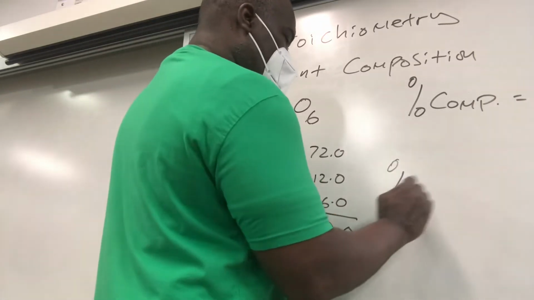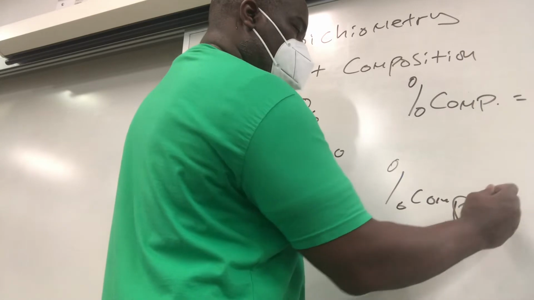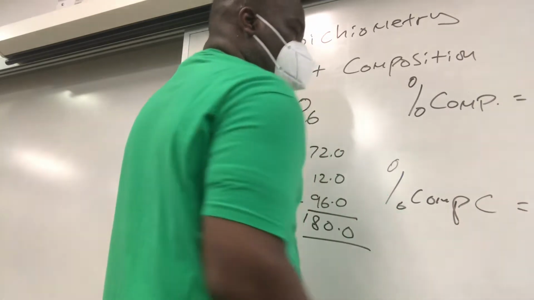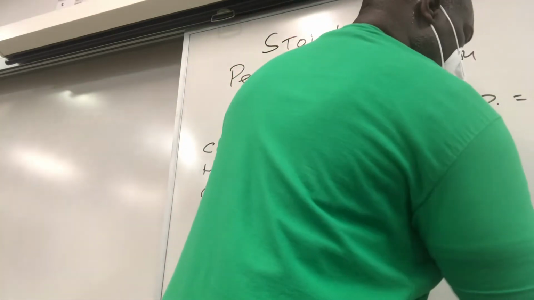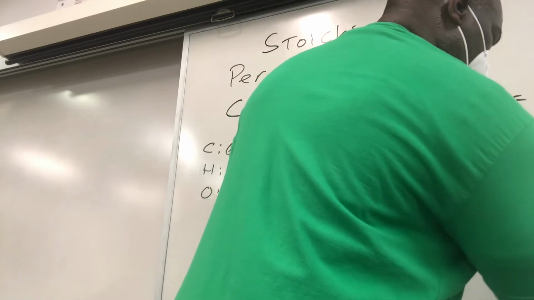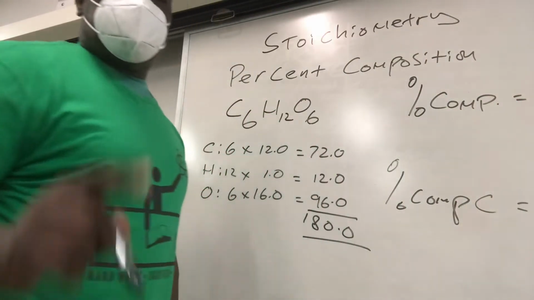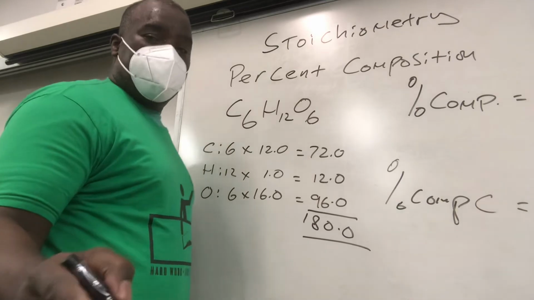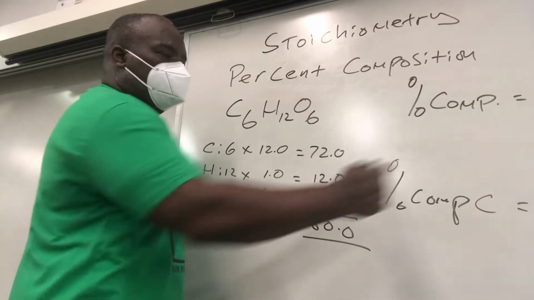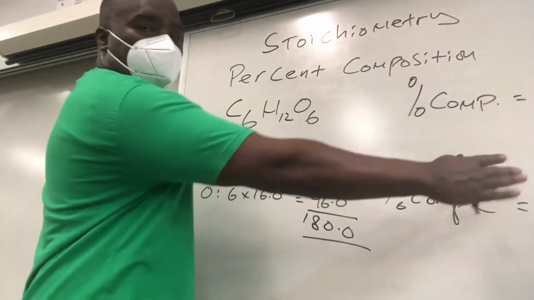Percent composition, now we're doing it for carbon, is going to be equal to whatever goes on top over 180. Now the thing is that sometimes students make this mistake. They say, okay, since it's carbon, I'm going to put carbon up here. The mass of carbon is 12, and I put it up there.